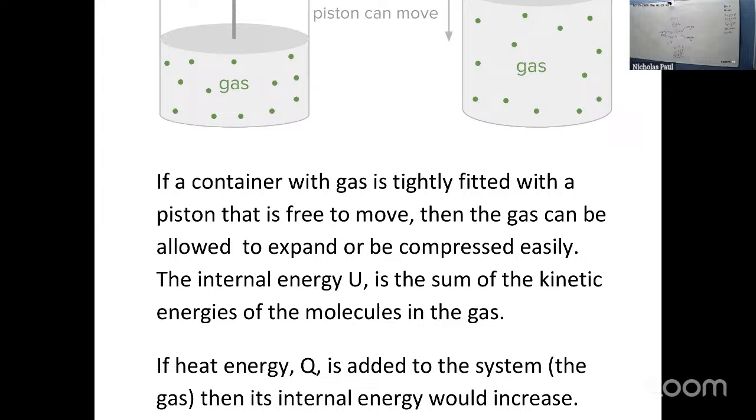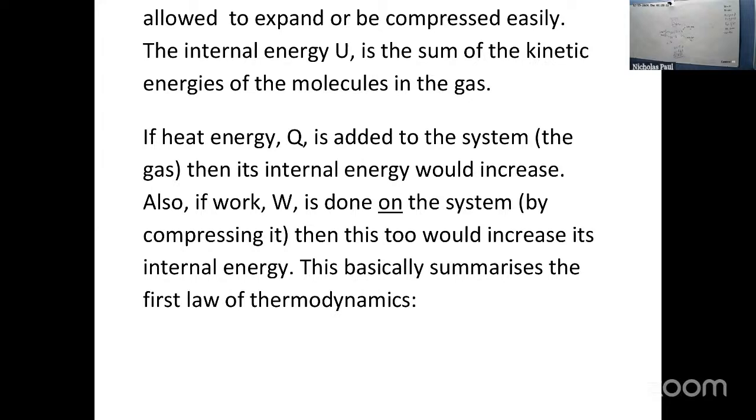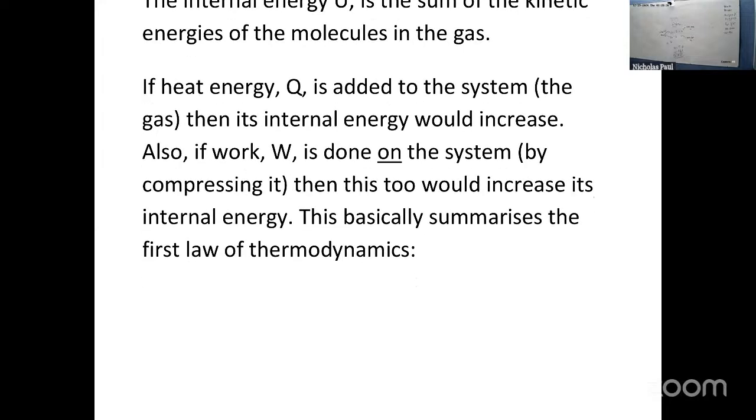The internal energy is the sum of the kinetic energies of the molecules in the gas. Remember, internal energy is kinetic plus potential. But in an ideal gas, it's purely what? Purely kinetic. If heat energy is added to the system as a gas, then its internal energy will increase. Also, if work is done on the system by compressing it, this too will increase the internal energy.